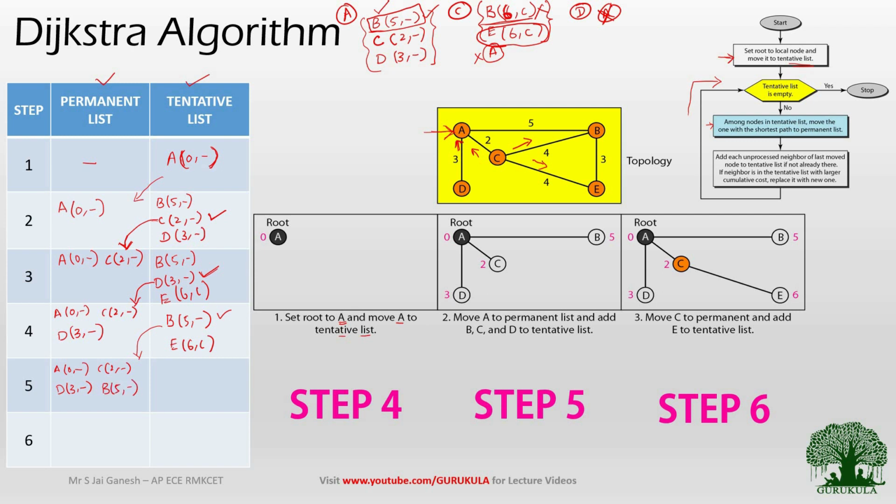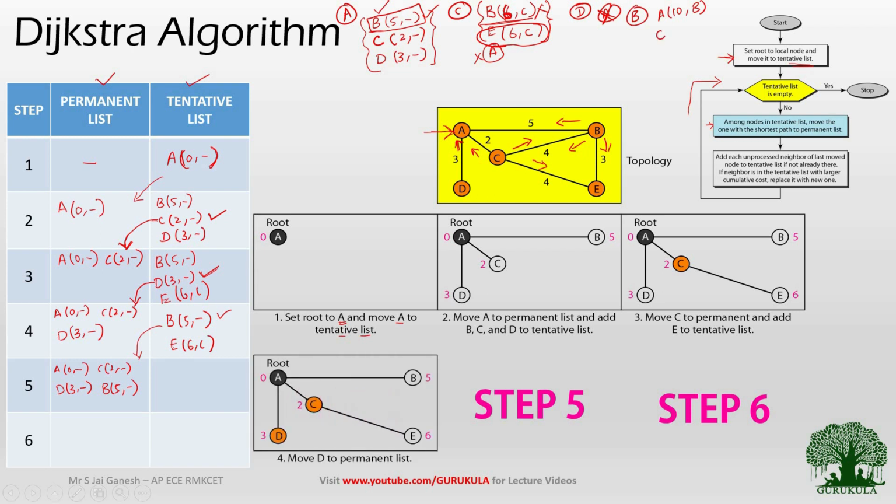Now looking into B's node, let us process the neighbors of B. The neighbors of B are A, C, and E. So I can reach A with the cost of 10 if I go via B, I can reach C with the cost of 9 if I go via B, and I can reach E with the cost of 8 if I go via B. These are all the entries we get by processing the neighbors of B.